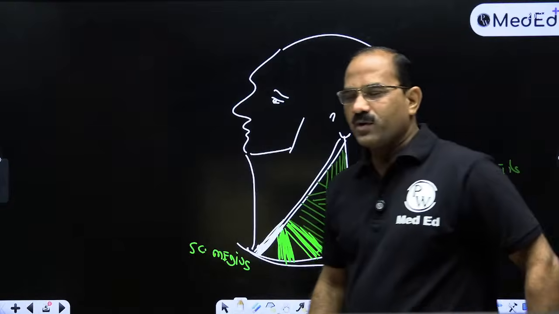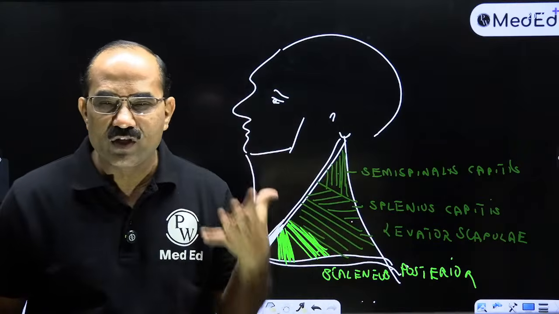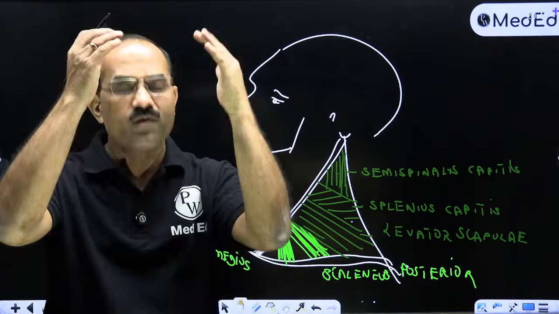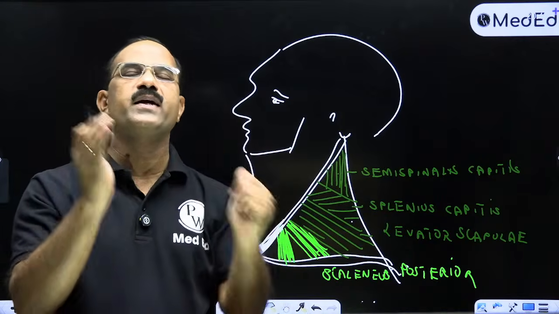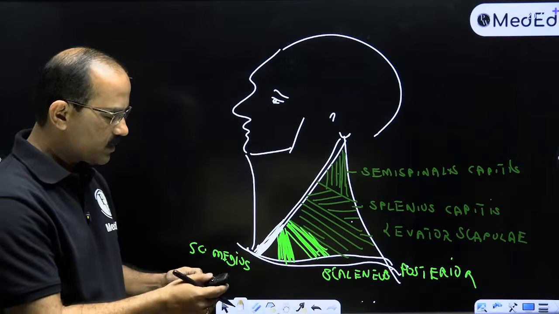Are you able to follow this? All these muscles are covered by prevertebral fascia. So automatically the prevertebral fascia will lie where? In the floor of the posterior triangle. Following this? Okay, just have a look at this.